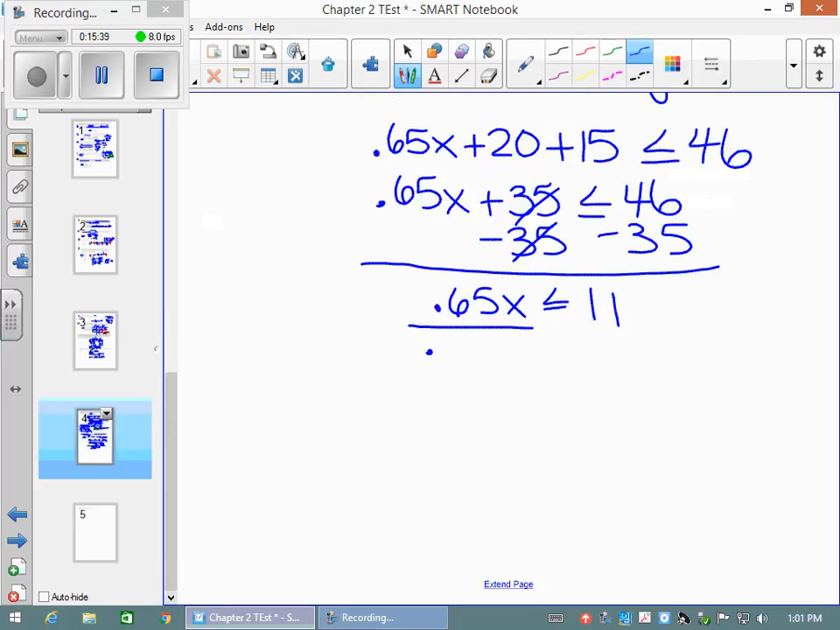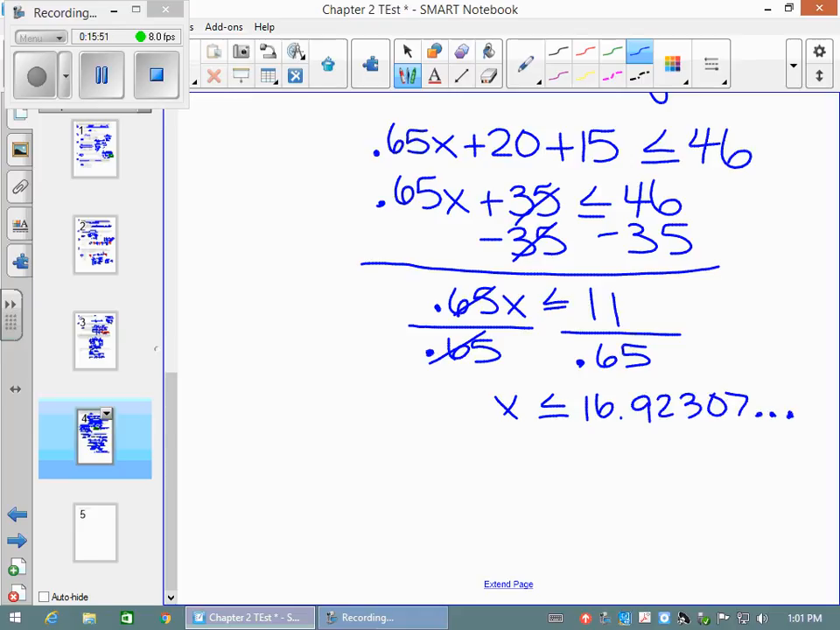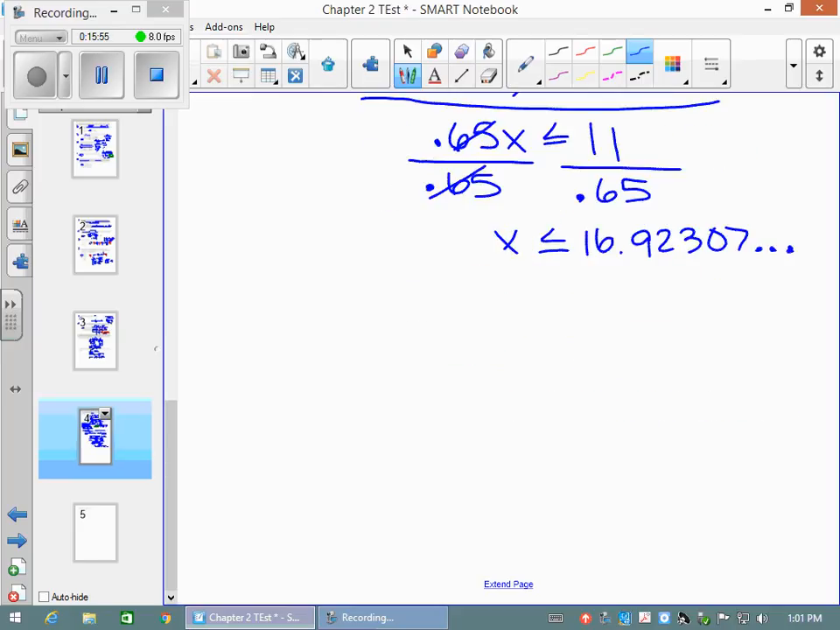When you type this into your calculator, you're going to get a decimal that looks like 16.92307 dot dot dot. The reason I put that dot dot dot is because that number does not end, and I can't show that it ends because that means that I'm rounding when I'm not supposed to round. But again, I didn't answer the question just yet. It told me to determine the maximum number of times she can play the game. So if x is less than or equal to 16.92, the maximum amount of games that she could play would be 16 games without going over that $46 that she has.